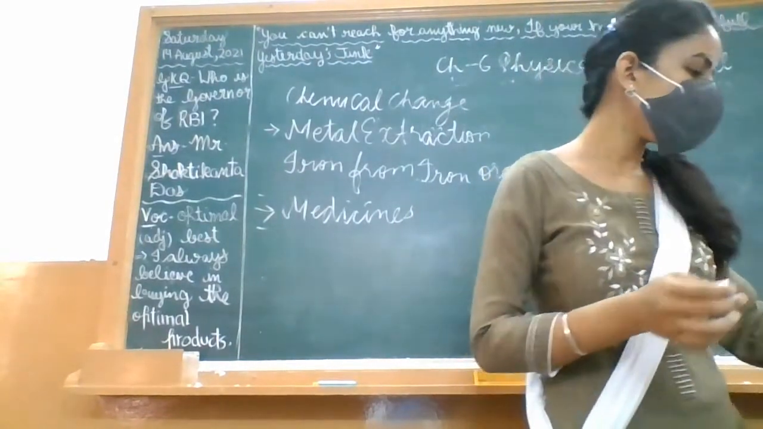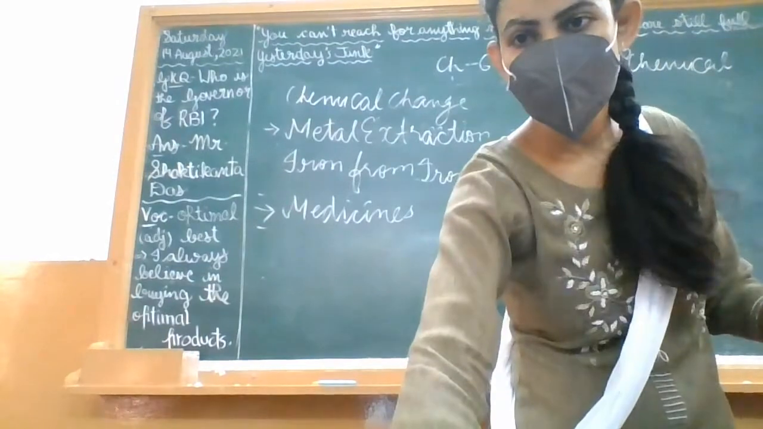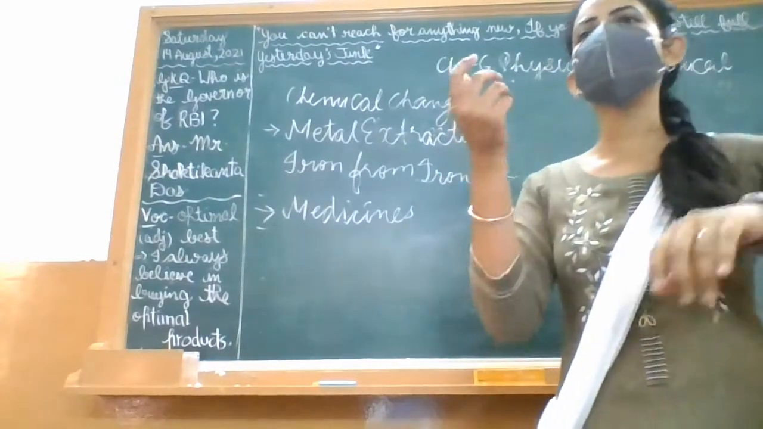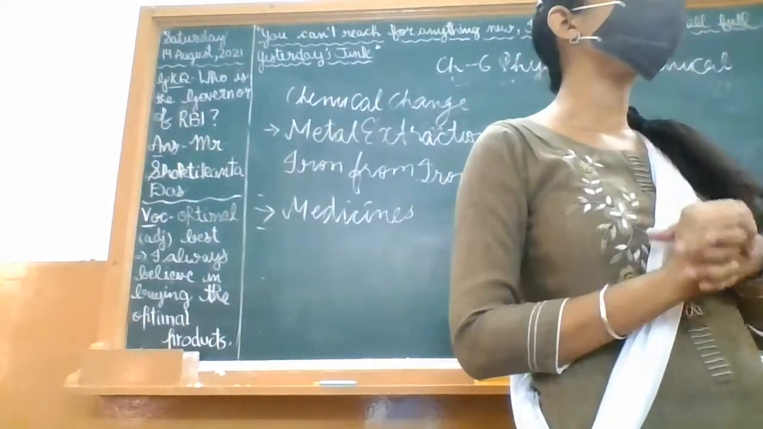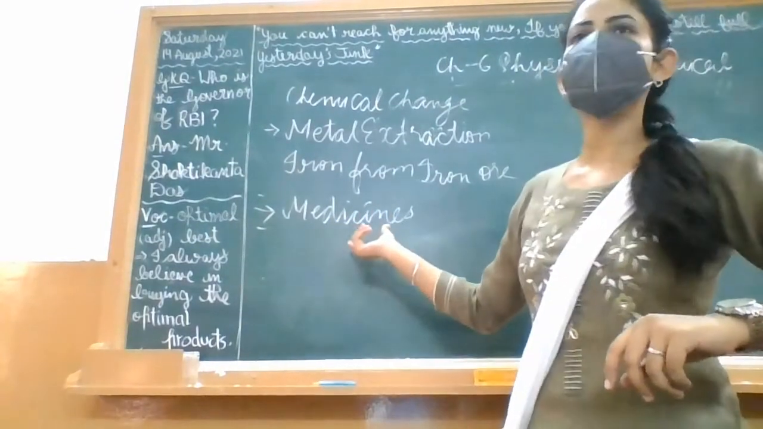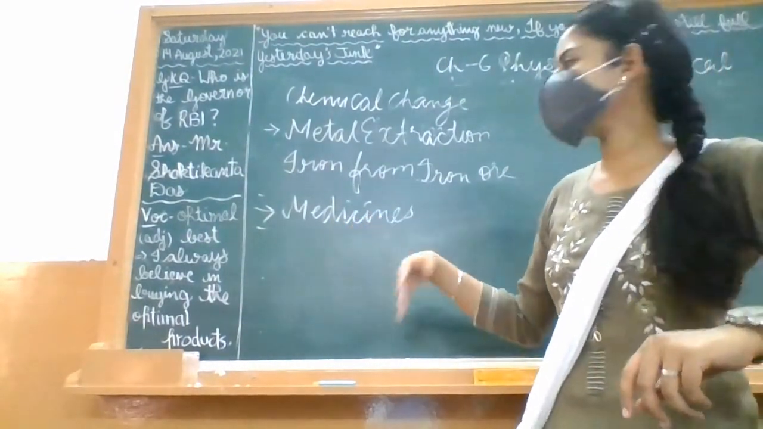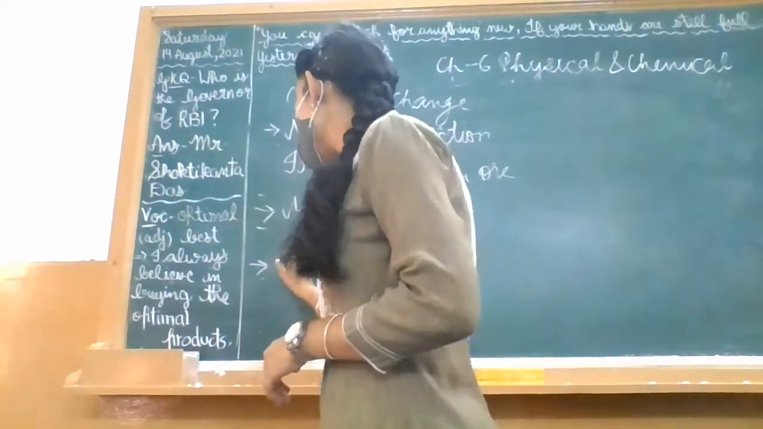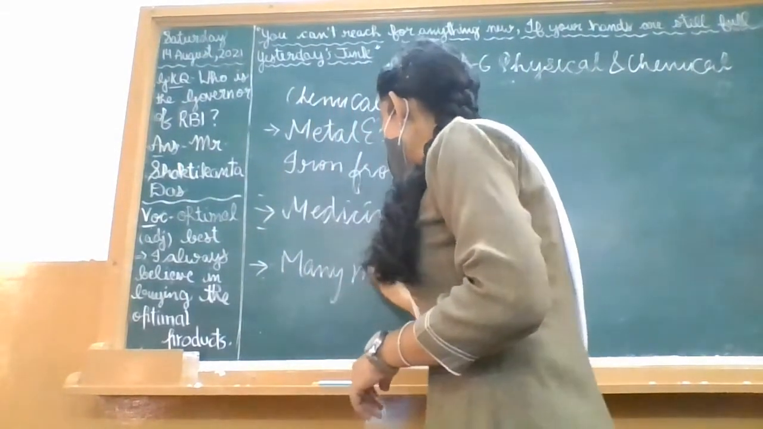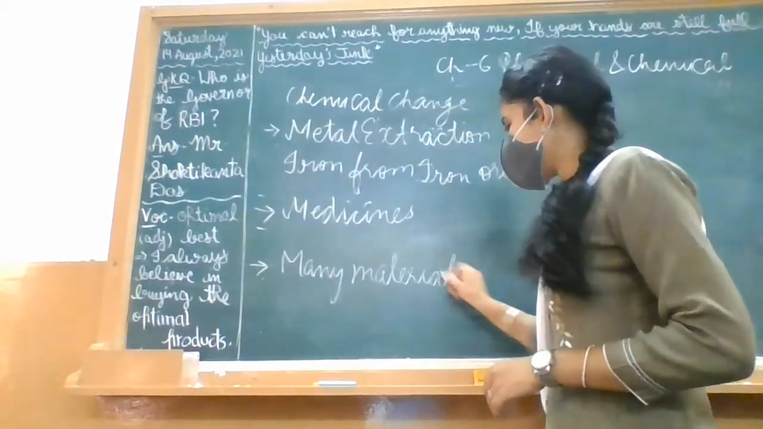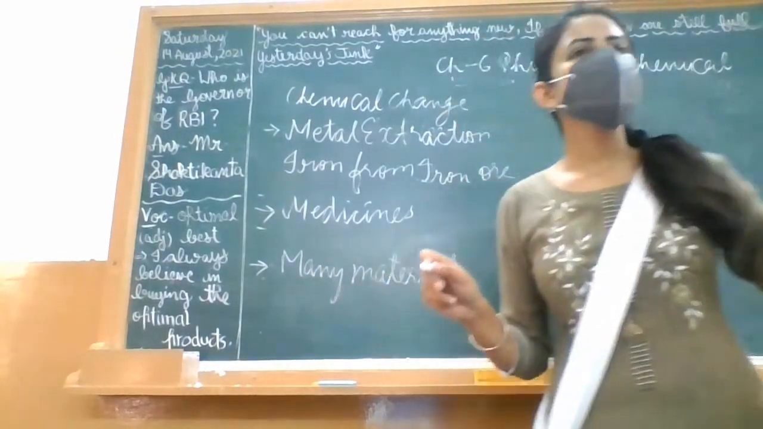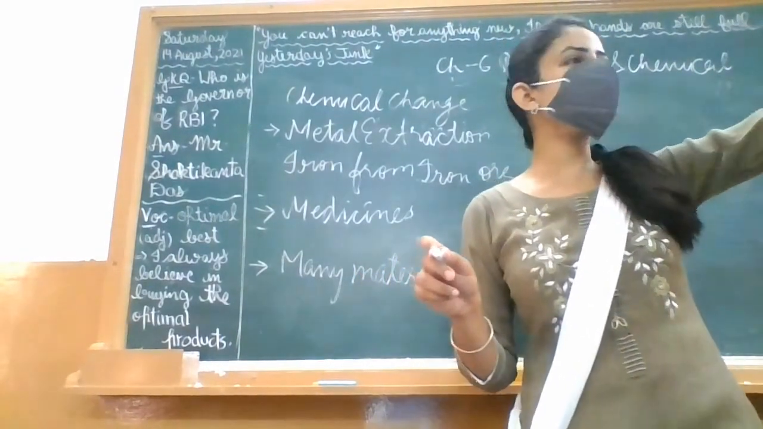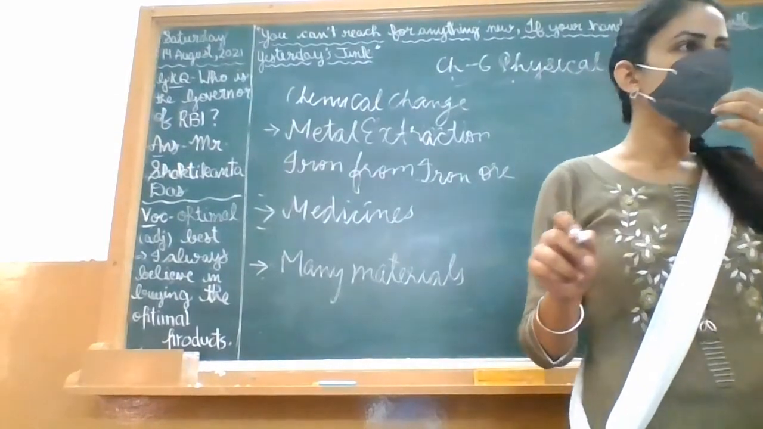So there are reactions taking place to form a particular medicine. Okay, so chemical reactions are also used in manufacturing medicines. Clear? And the third one is that it is useful to make many types of materials. Many materials. Okay, for example, plastics, detergent, soaps, even paint. These paints are also made by the chemical reactions that are taking place.